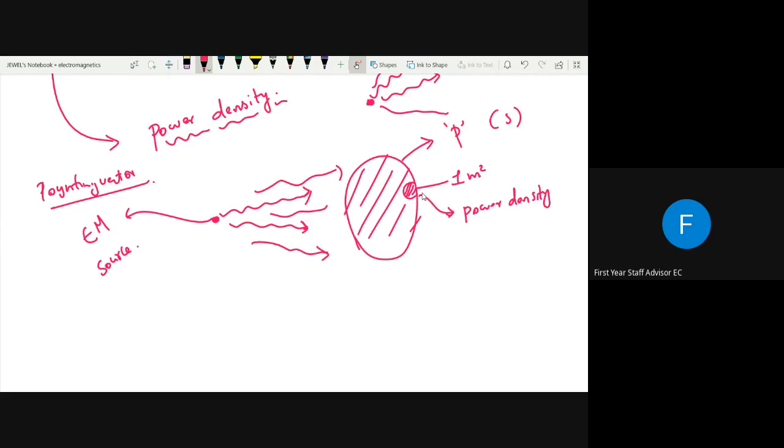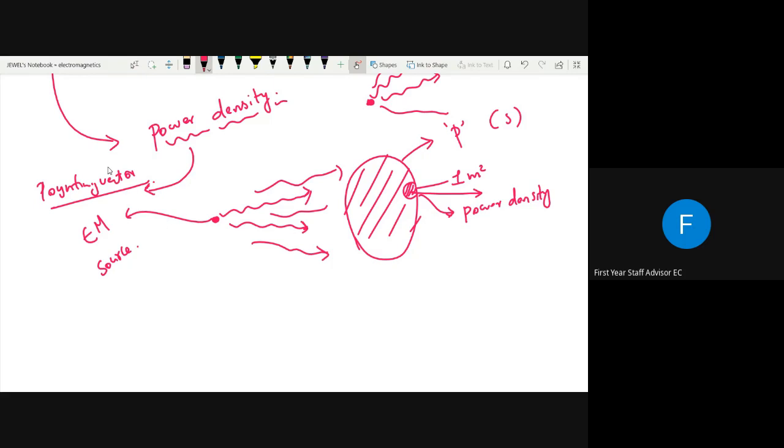Poynting vector എന്ന് പറഞ്ഞാൽ എന്താണ്? It is the power density. തന്നിരിക്കുന്ന if some source of electromagnetic wave is a closed surface, what is the amount of power passing through unit area? It is called power density or the Poynting vector. Why it is called a vector? Because the direction is represented using this Poynting vector.